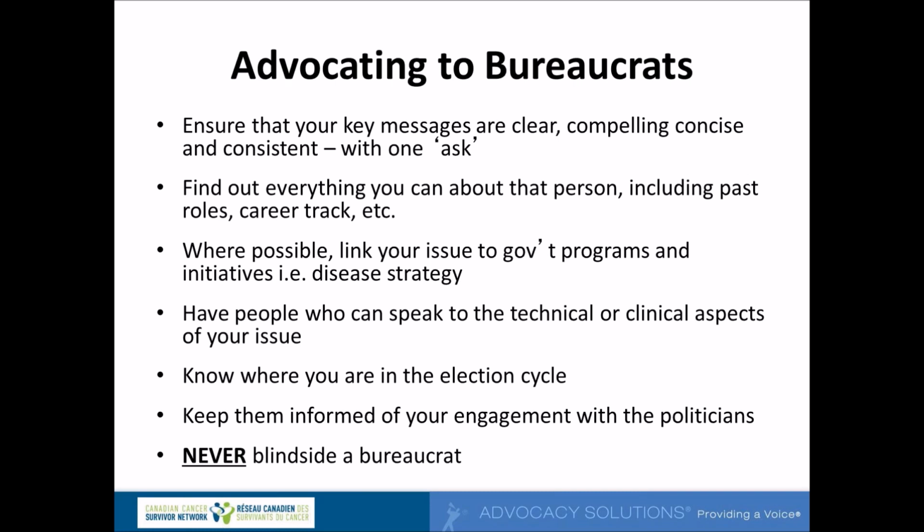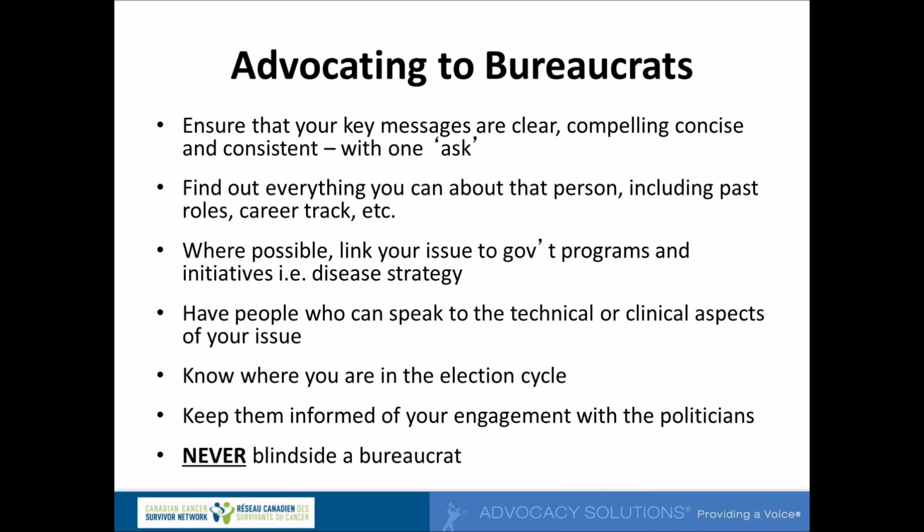You've got to have people who can speak the technical language of bureaucrats. Bureaucrats can be extremely knowledgeable and very educated around issues, and if you need to get into a technical or clinical issue, you better have somebody who can speak to it and, as I said earlier, who is qualified to speak to it. Know where you are in the election cycle. That's still the same for bureaucrats. And keep them informed of your engagement on the political side.